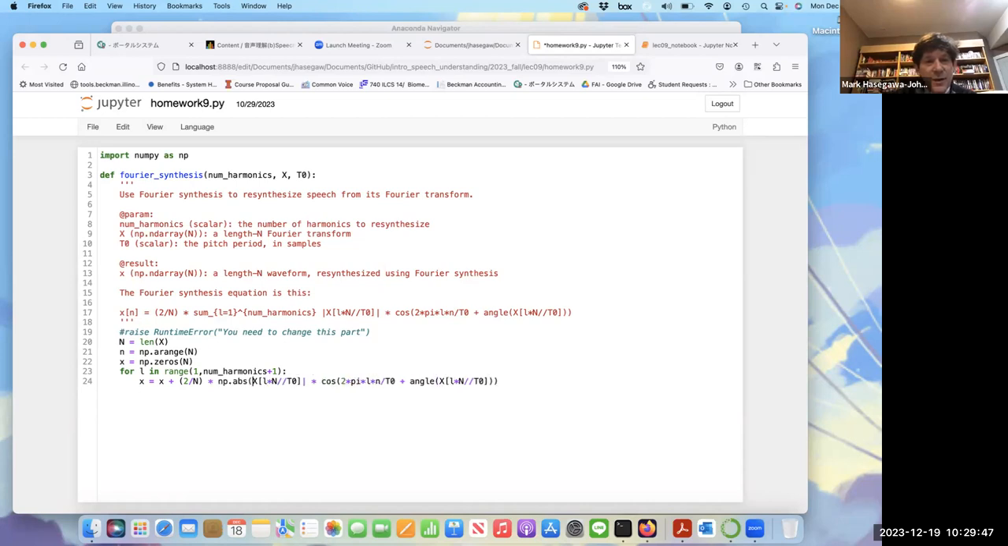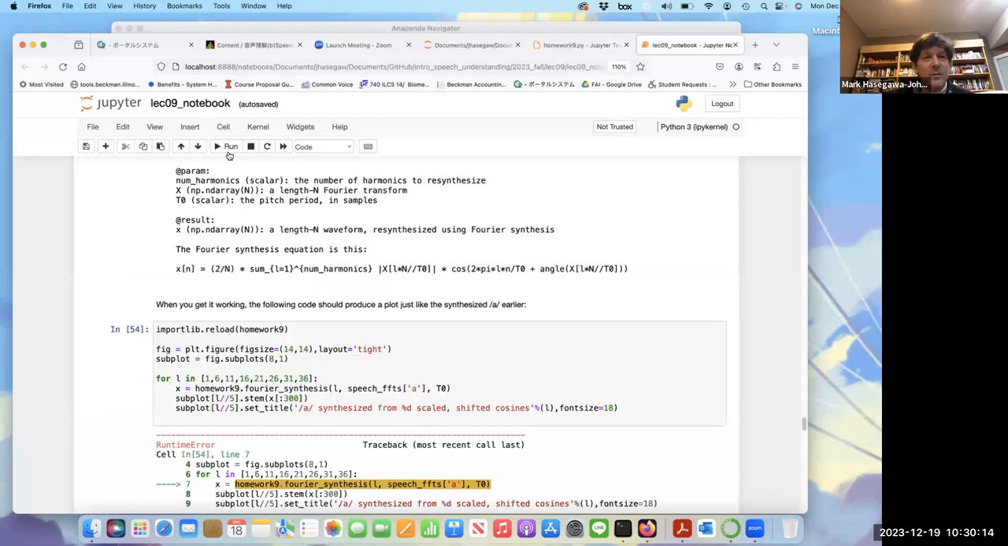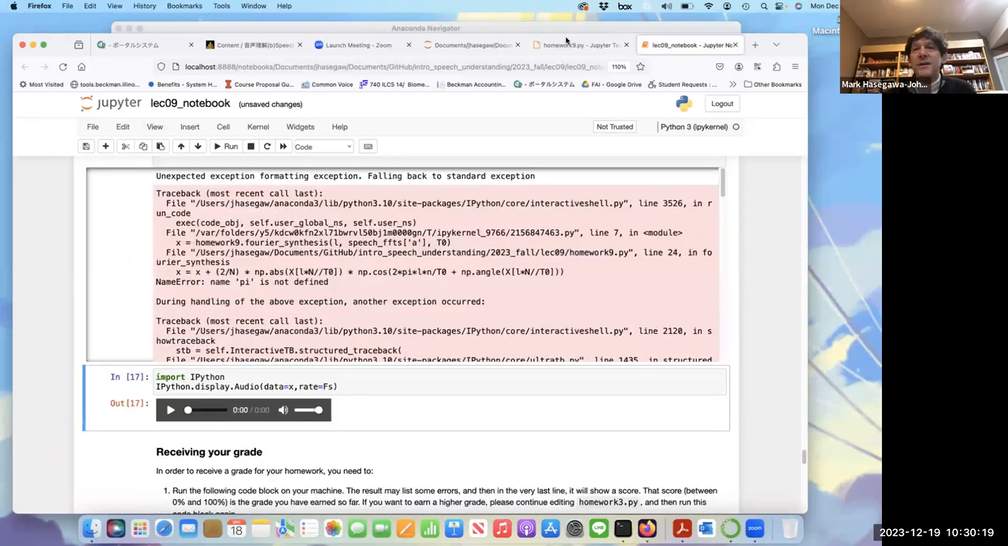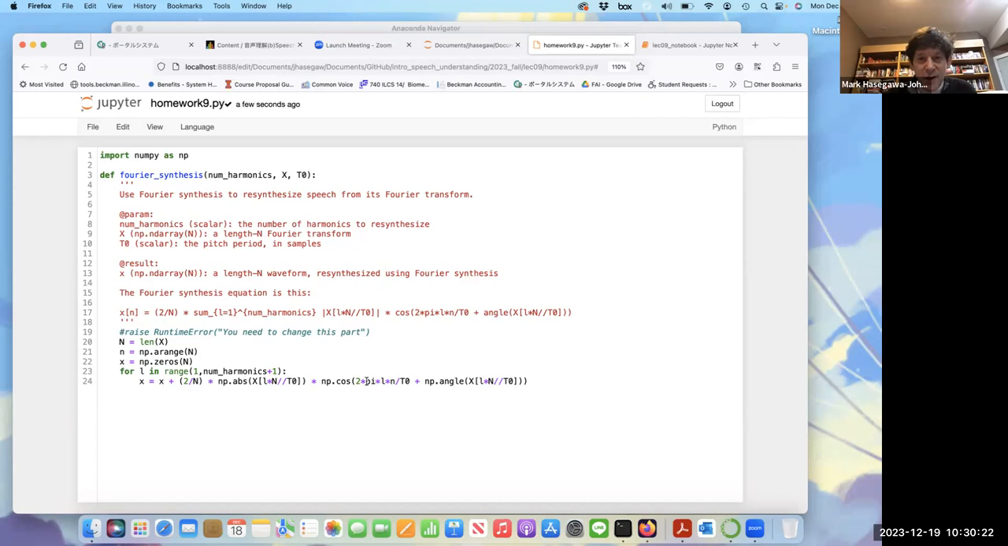NP dot absolute value of x of L times N over T naught, times numpy cosine 2 pi L N over T naught, times numpy angle of x of L N over T naught. I think this is everything I need. Let's find out. If that works, then we should get back a synthesized awe. Okay, pi is not defined. So I need to go back and instead of typing pi, I need to make it numpy dot pi.